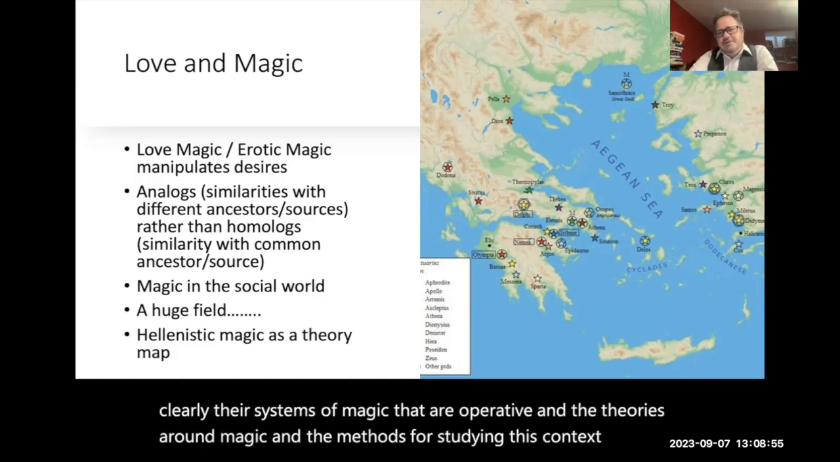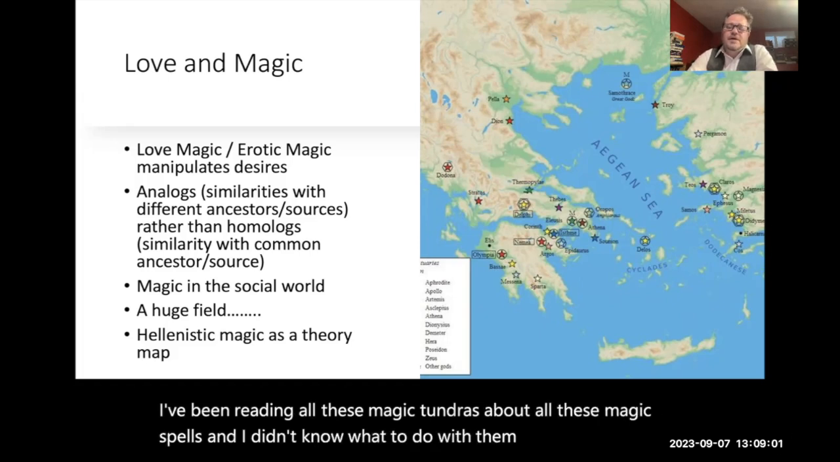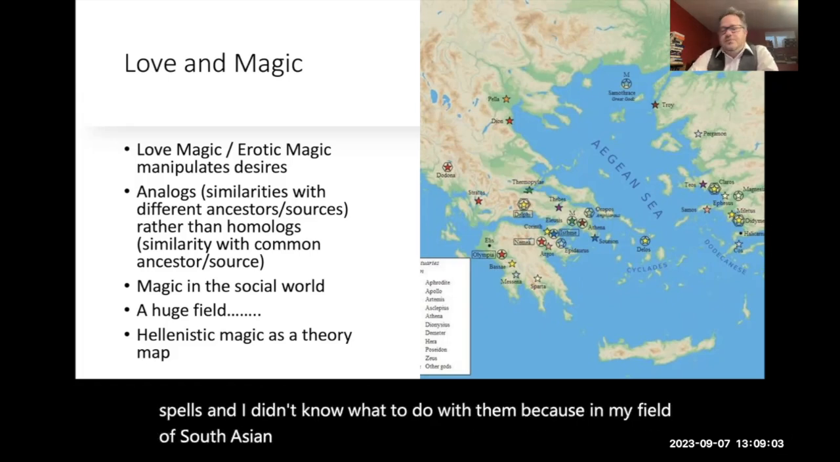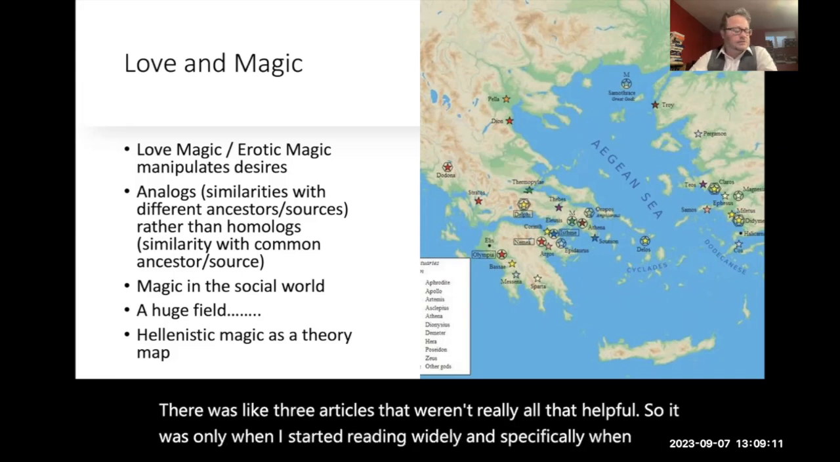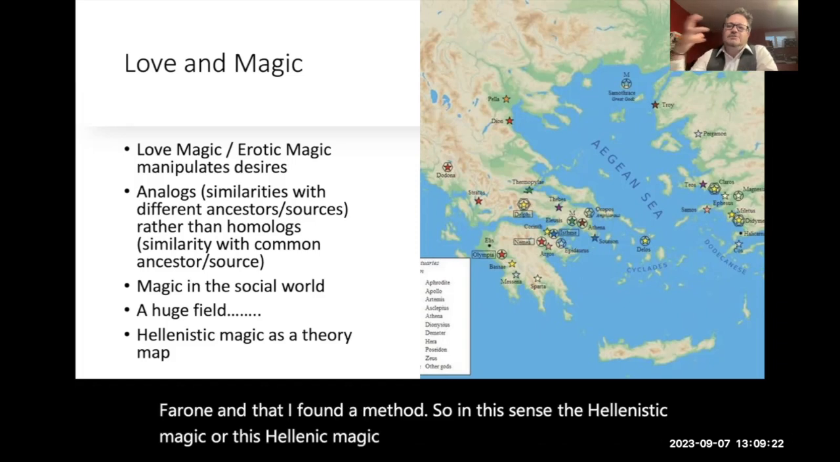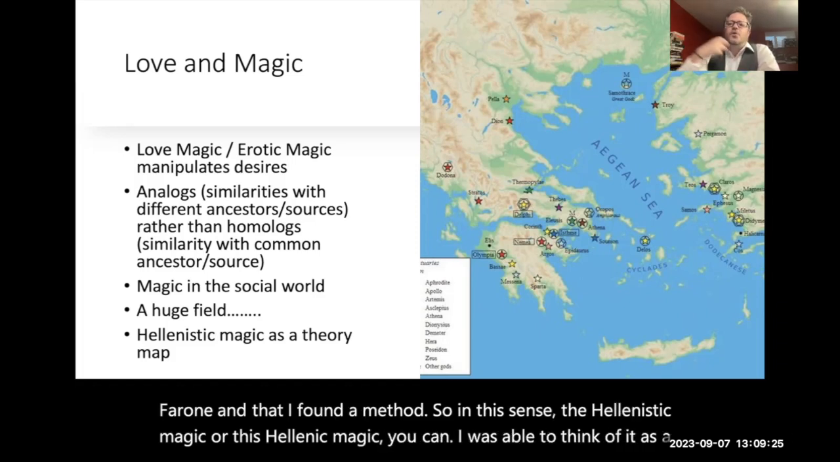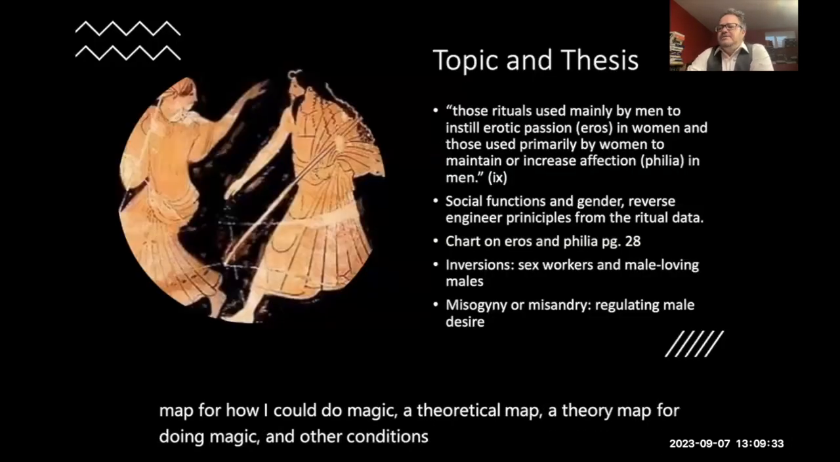In fact, I'd been reading all these magic tantras about all these magic spells, and I didn't know what to do with them, because in my field of South Asian religions, nobody had written about these things. There were like three articles that weren't really all that helpful. It was only when I started reading widely, and specifically when I started reading scholars like Faraone, that I found a method. So in this sense, I was able to think of Hellenic magic as a theoretical map for doing magic in other conditions.